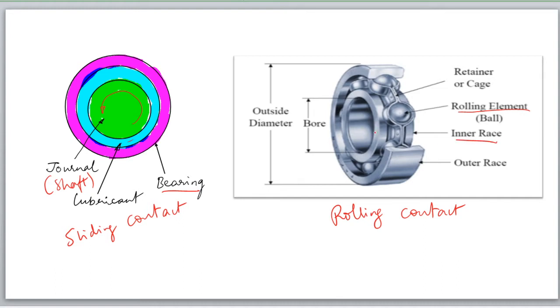That is, there is no relative motion between the shaft and the inner race, but there exists a relative motion between the rolling element, that is ball, and the inner race, as well as ball and the outer race. Here we can say the outer race may be fixed. So this is a rolling type of bearing.